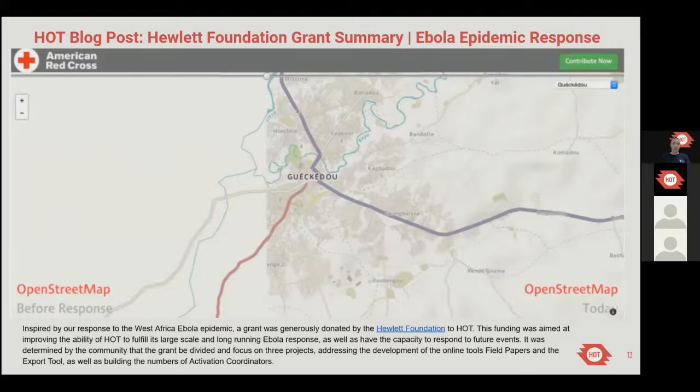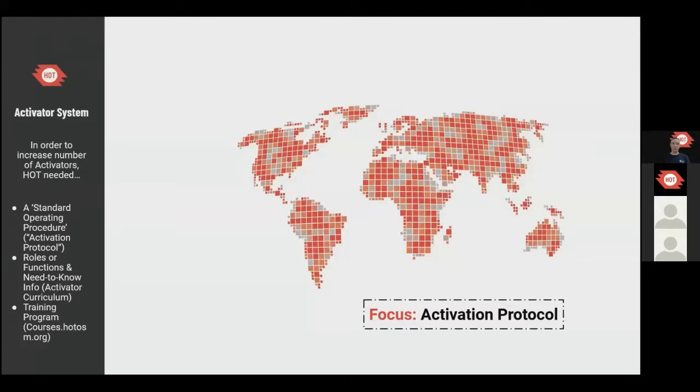And then the third thing that we're really here to talk about today is we decided, as we said at the time, to build the number of activation coordinators up. As I was saying before, we've evolved to call them activators. But really the purpose was to take the small number of people we had that were serving this ad hoc coordination and grow that number.